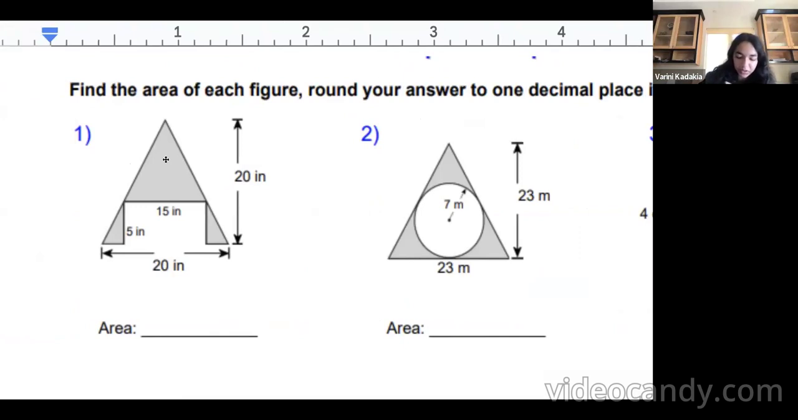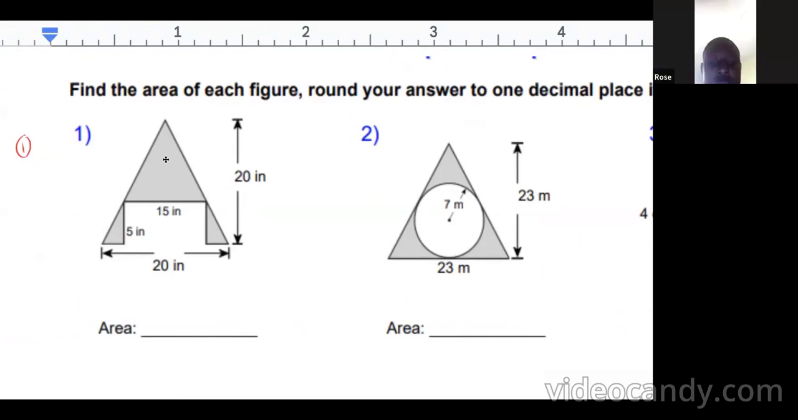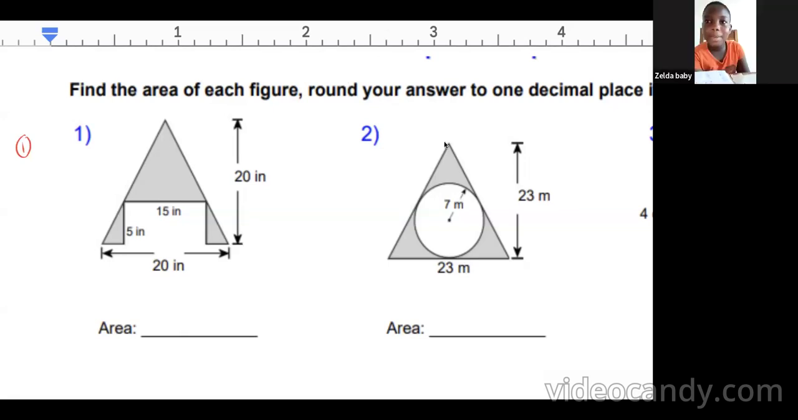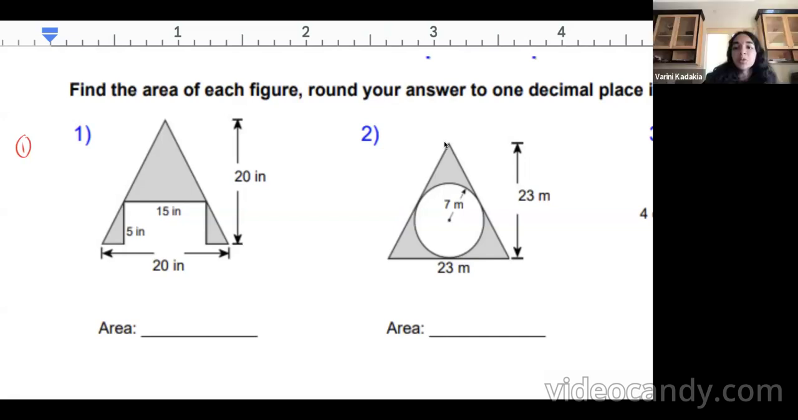So we have this region in gray. So what you have to do is first find the area of the bigger shape. So in this case, the area of the bigger shape is the triangle. Who remembers the area of a triangle? A plus B plus C. That's the perimeter. What's the area?